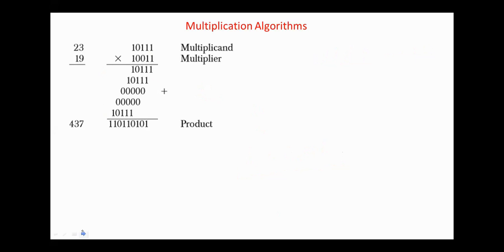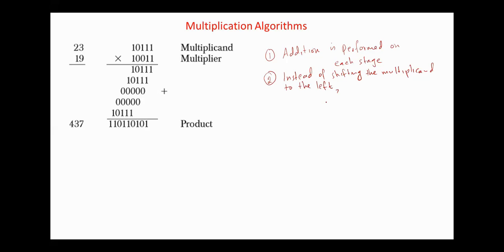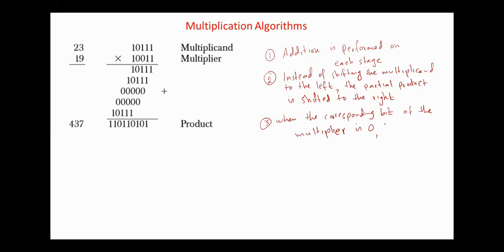For computer implementation, we are going to adjust this algorithm as follows. First, addition is performed at each stage. The second adjustment, instead of shifting the multiplicand to the left, the partial product is shifted to the right, so that the partial product and the multiplicand are in the required relative positions. And the third adjustment, when the corresponding bit of the multiplier is 0, there is no need to add, we just shift the result.